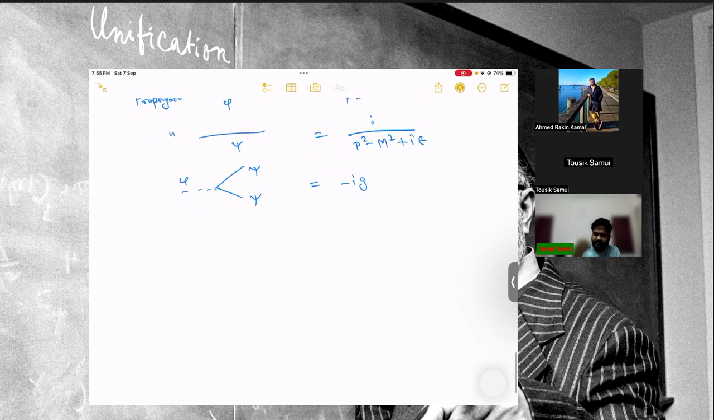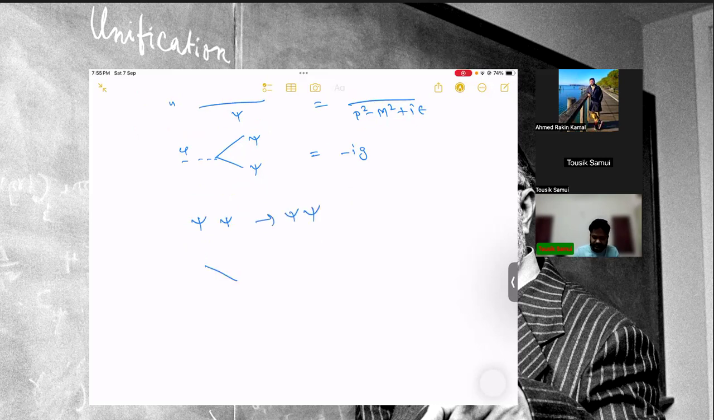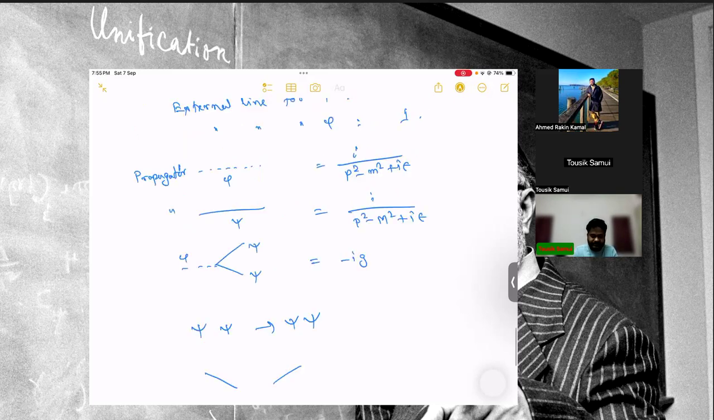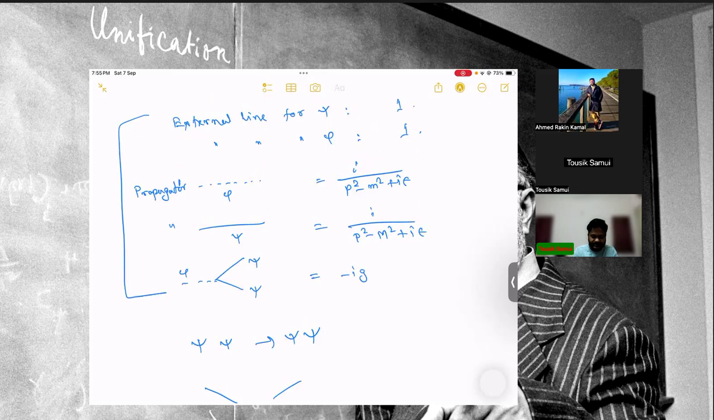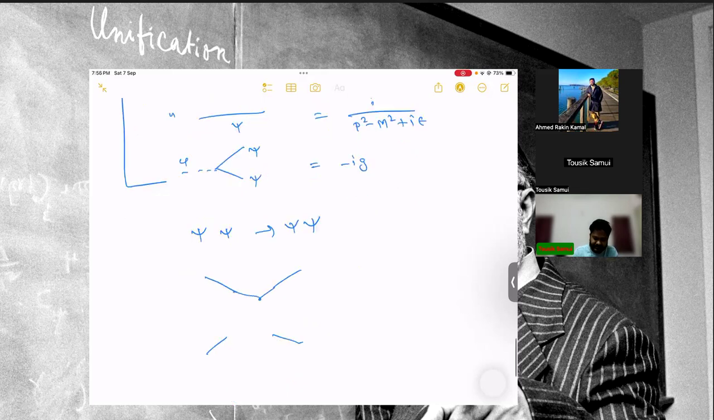Now if we try to do the whole calculation that we did in, let's say, 1 hour, it will be a 5 minute job. So let's see psi psi going to psi psi. We have 2 initial states and 2 final states, and we have to draw all possible diagrams maintaining these relations. So we have a vertex, and then we have a phi field here, and this will be contracted here.